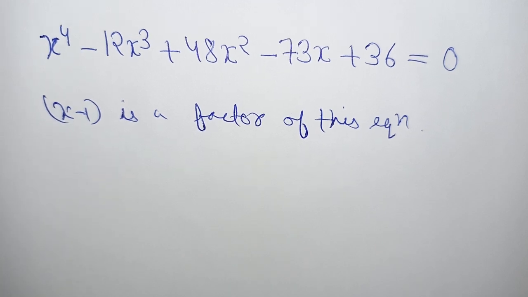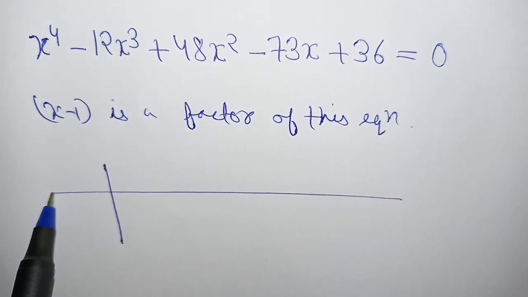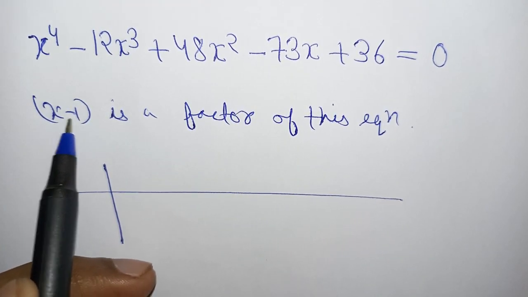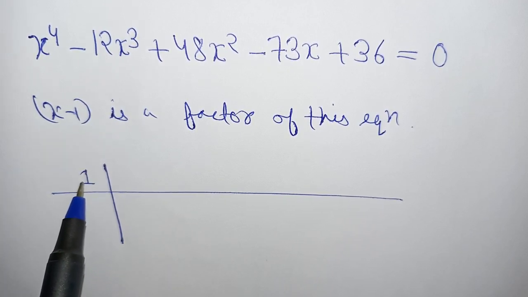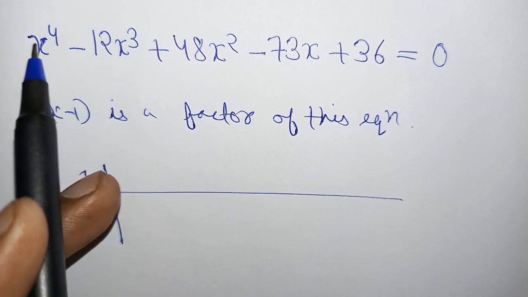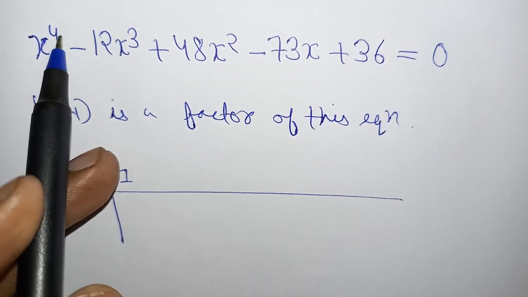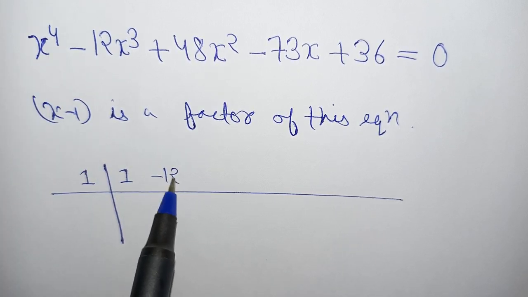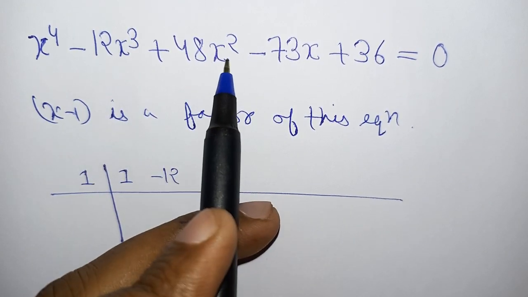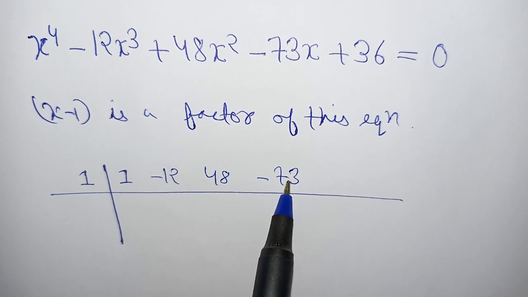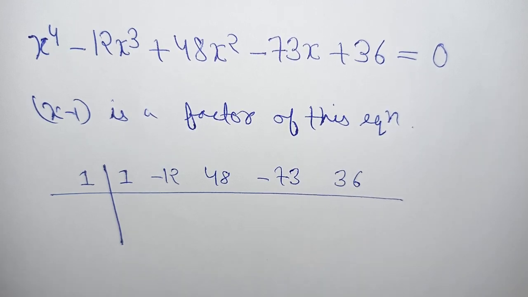We use a short trick, written in a standard way. First of all, write the value of this root. x minus 1 is a factor and 1 is the root, so the root value is 1. Then write down all the coefficients of the terms. Here we have 1 as the coefficient of x power 4, then minus 12 as the coefficient of x power 3, 48 as the coefficient of x square, minus 73 as the coefficient of x, and then the constant value, that is 36, right?